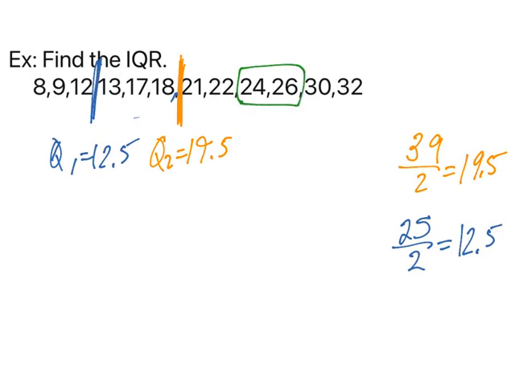I go to my upper half. My two middle numbers are 24 and 26. Add those together, I get 50. 50 divided by 2 is 25.